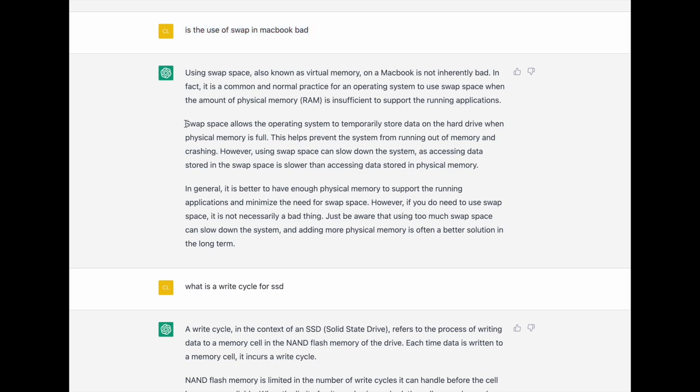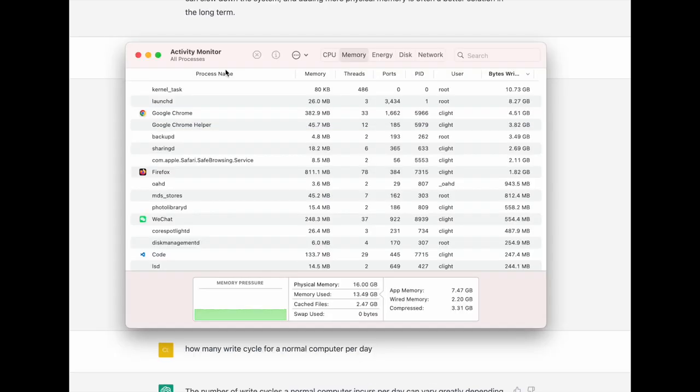Now let's get back to the concept of using swap. Swap space allows the operating system to temporarily store data on the hard drive when physical memory is full. Storing data on the hard drive means writing data to the hard drive. In general, it is better to have enough physical memory to support the running applications and minimize the need for swap space. You can find the swap used on your computer by going to the Activity Monitor. As you can see here, the swap used is 0 bytes.